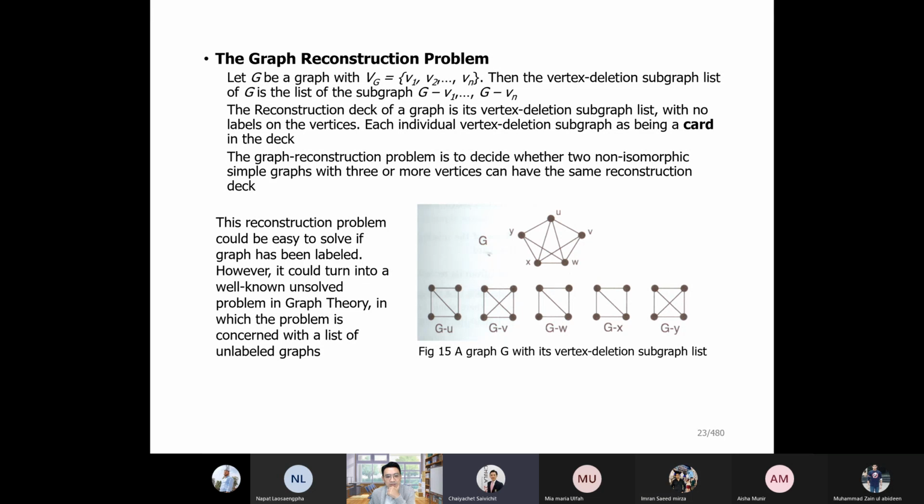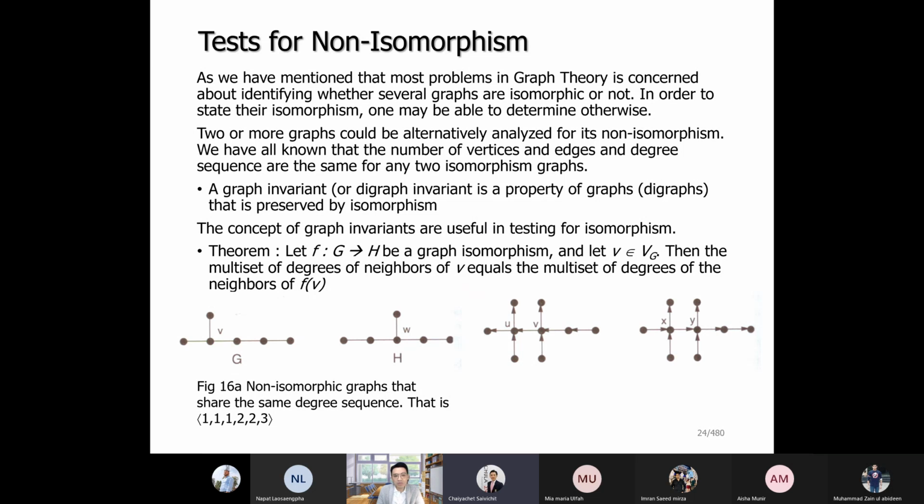Okay, so this is like you remove U, remove V, remove W, to remove X and remove Y. Yes, it's the simple one as we discussed earlier. This is simple, just like the problem of the reconstruction. That is just what we mentioned a little bit on this one. Okay, and test for non-isomorphism.